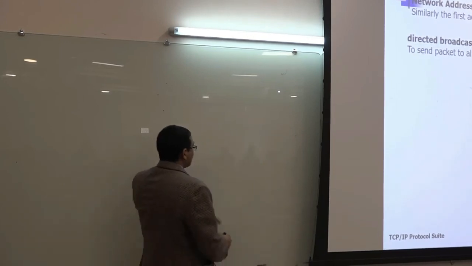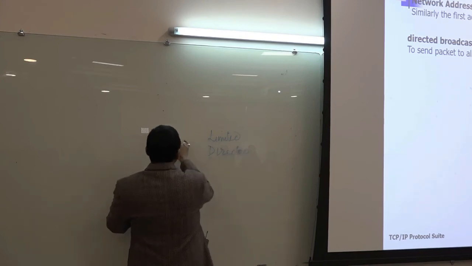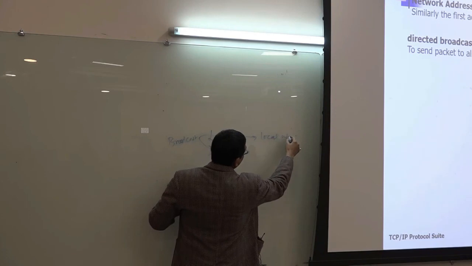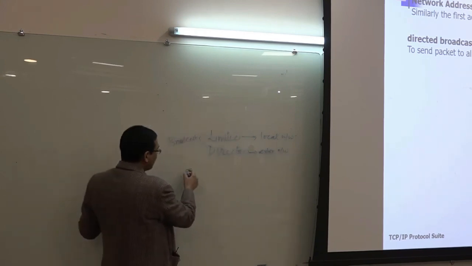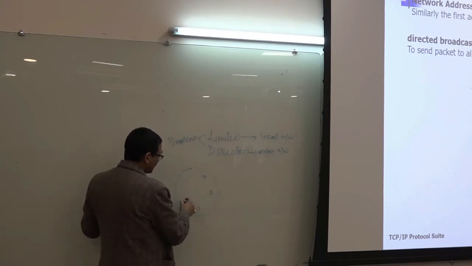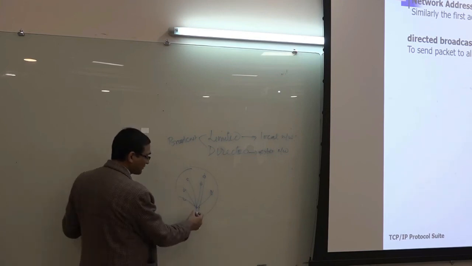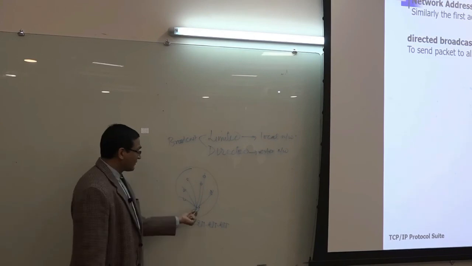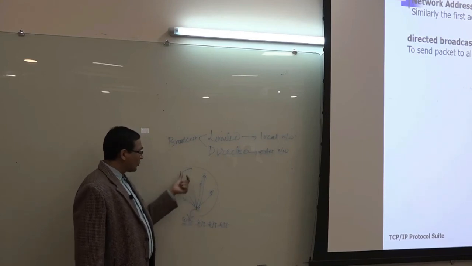So what does it mean? We have two kinds of broadcasting. One is called limited broadcasting, and the other is called directed broadcasting. Limited is for the local network, and directed is for the outer network, or you can say external network. What does it mean? If you have a network, and these are the hosts in this network, and one machine wants to send a packet to all the other hosts, then we are doing limited broadcasting. And how can we achieve this? We have to write the destination address as 255.255.255.255. Whenever any host writes this as a destination address, that means you are doing a limited broadcasting. You want to send this packet to all the hosts in the same network.